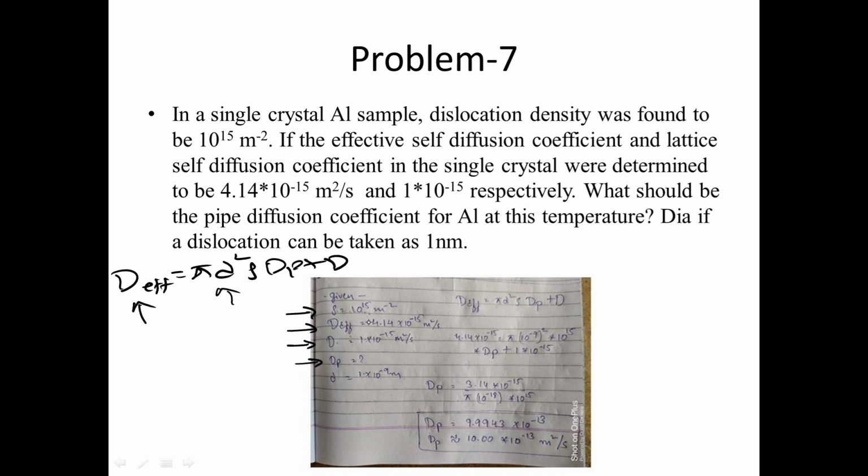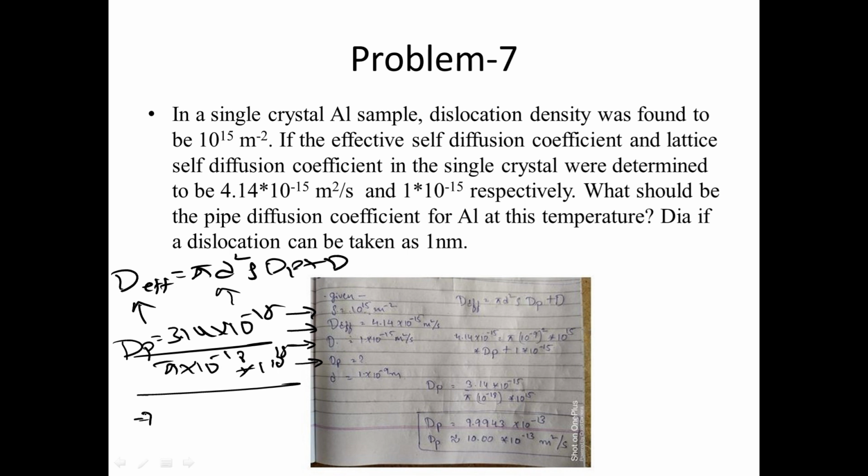Substitute the values given in this problem, and the Dp will be 3.14 into 10 to the power of minus 15, divided by pi into 10 to the power of minus 18 into 10 to the power of minus 15. So this leads to 9.99 into 10 to the power of minus 13 meter square per second, the Dp value.